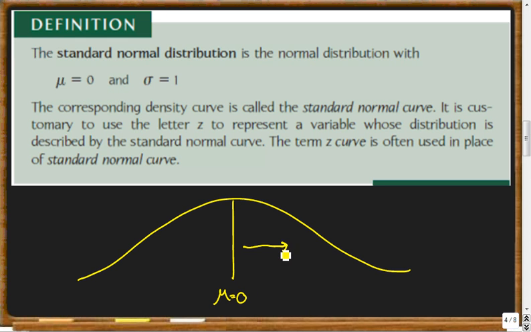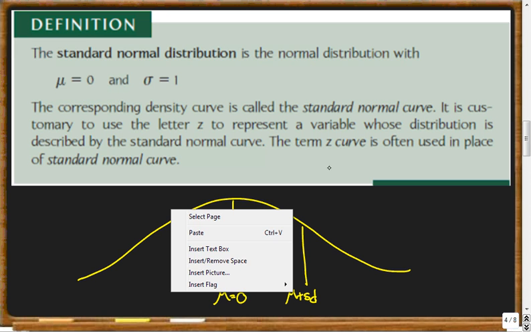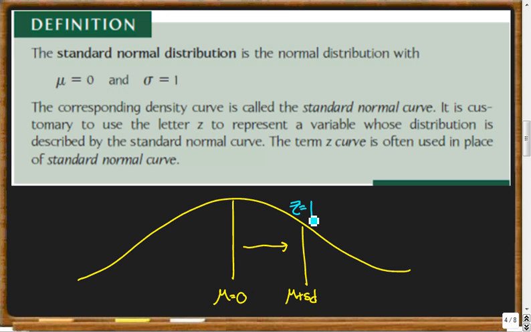Well, if we went up 1 standard deviation, this would be your mean plus a standard deviation. That is a z-score of 1. So z equals 1. Now, if you went down 1, you would have your mean minus a standard deviation, and that is a z-score of -1, because you are 1 standard deviation below the mean.